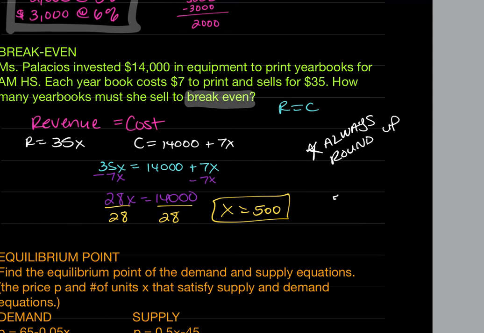So if she had to sell 500.1 yearbooks, and you say 500, she has not broken even yet. So these we round up. She would have to sell 501 yearbooks in order to break even. On break even, my answer is always a whole number because you can't sell 0.1 of a yearbook. And we always round up because if you round down, you haven't broken even yet. You're still losing money. So if it had said 500.2, I'd still round it up to 501.